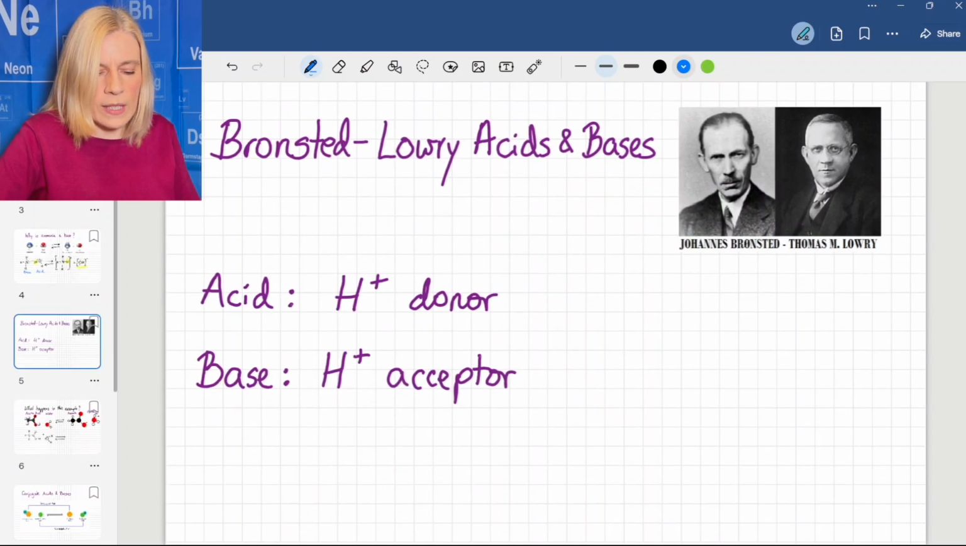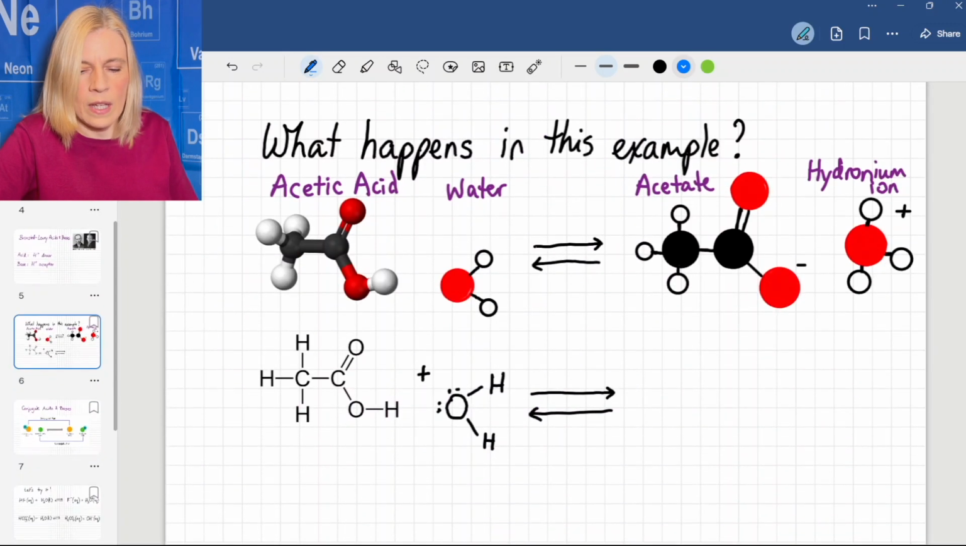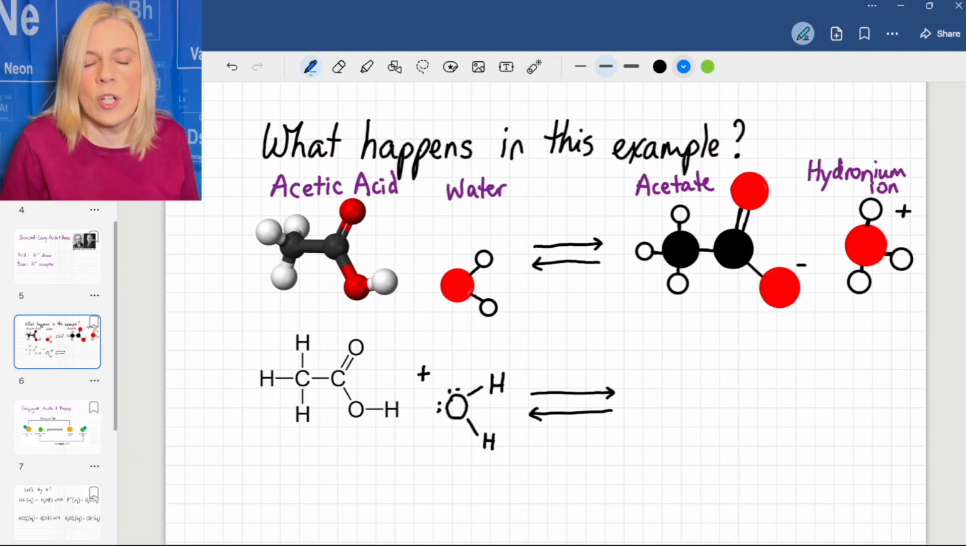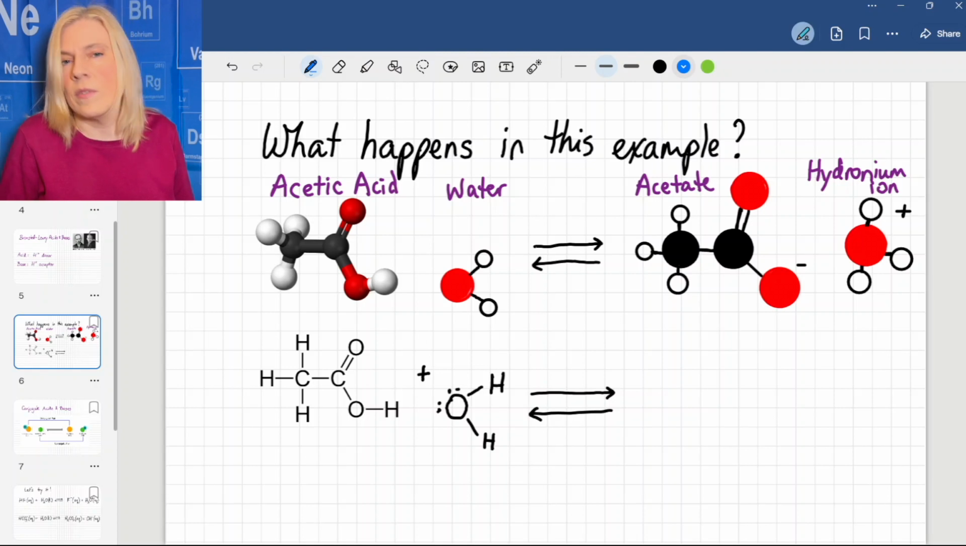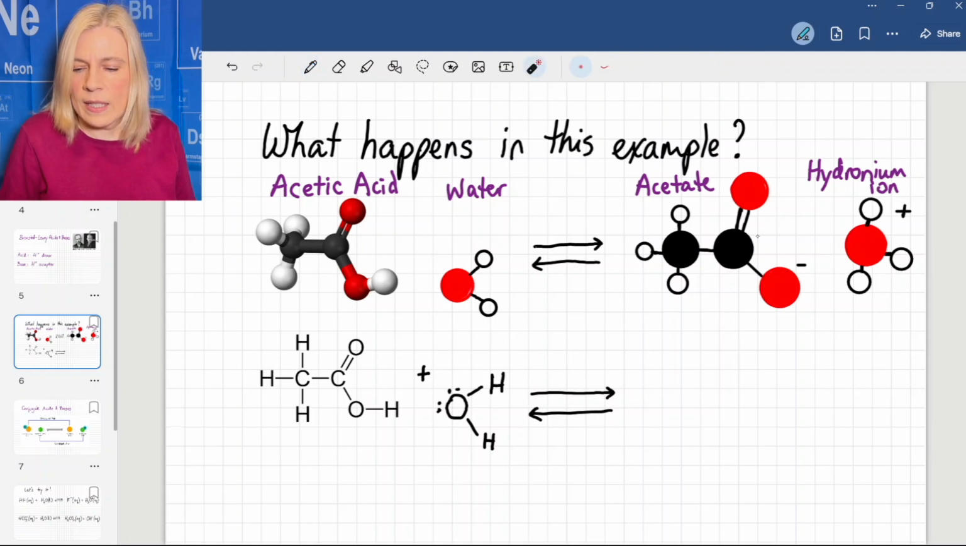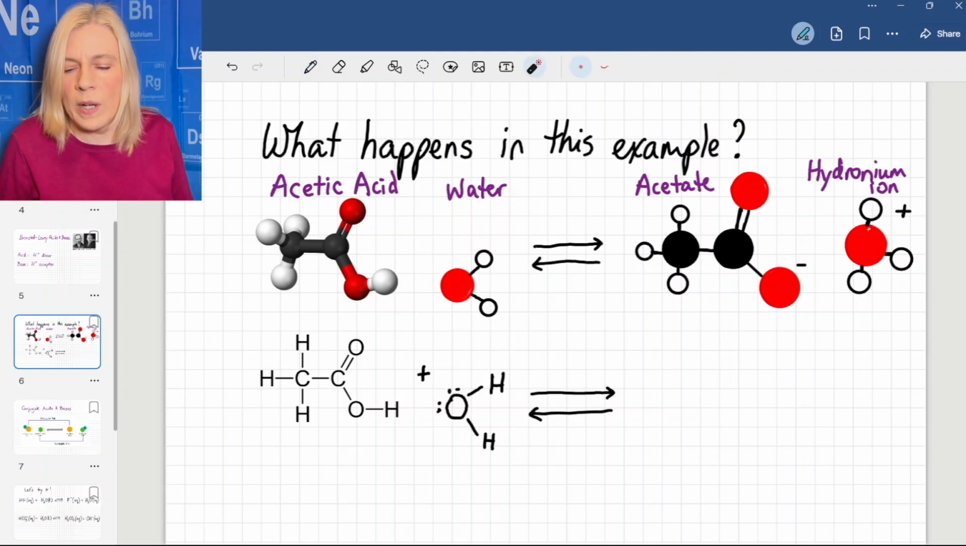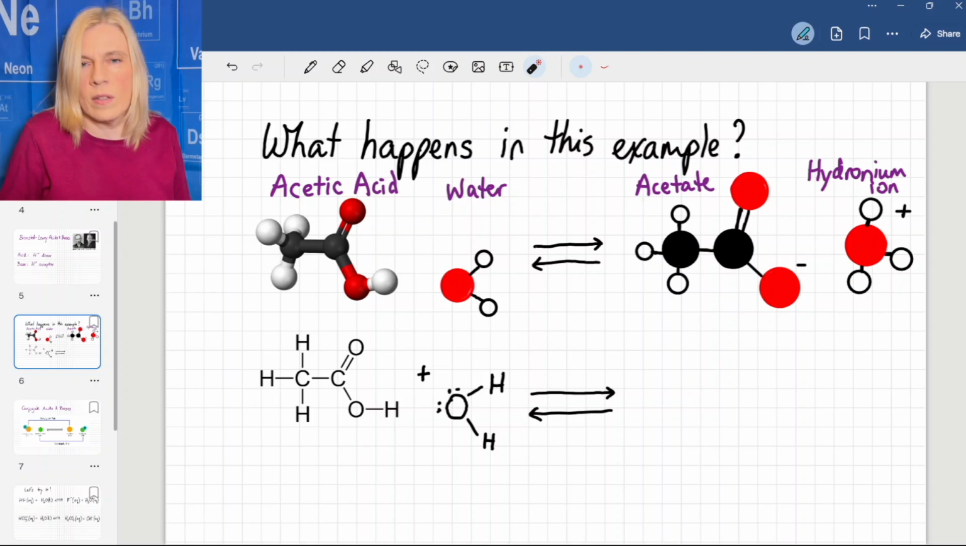Okay, with this example, let's do something else. Let's go here. What happens in this case? We put acetic acid, and here is our formula and a picture of acetic acid, and we put it in water. What happens? Well, you can see after the arrow, we have acetate and our hydronium, which is our H plus hydronium ion. What is going on? Can you figure it out? So here, let's look here.